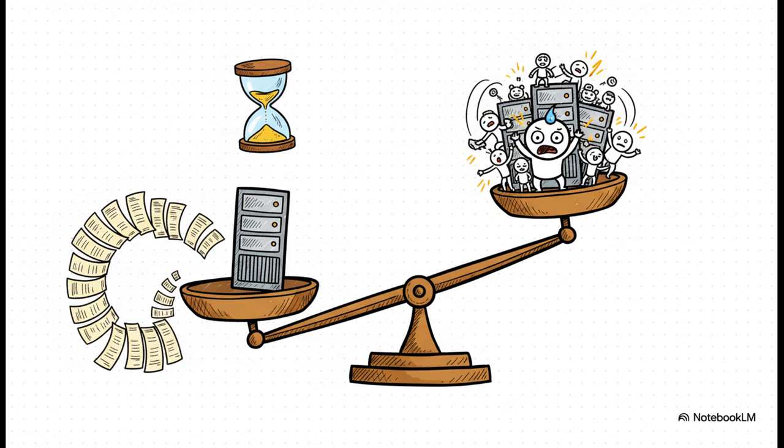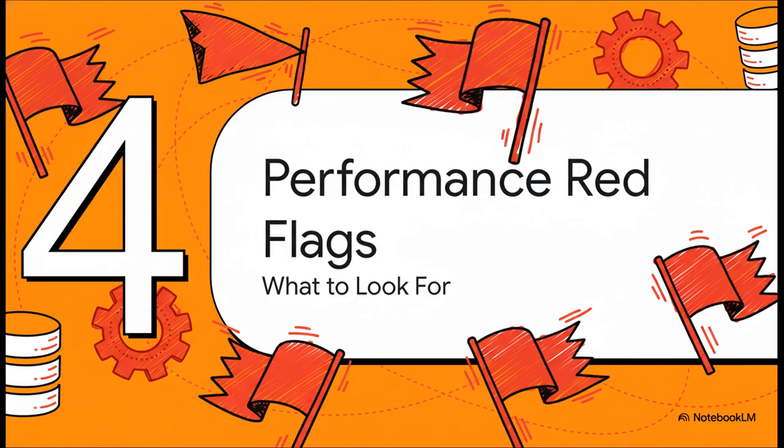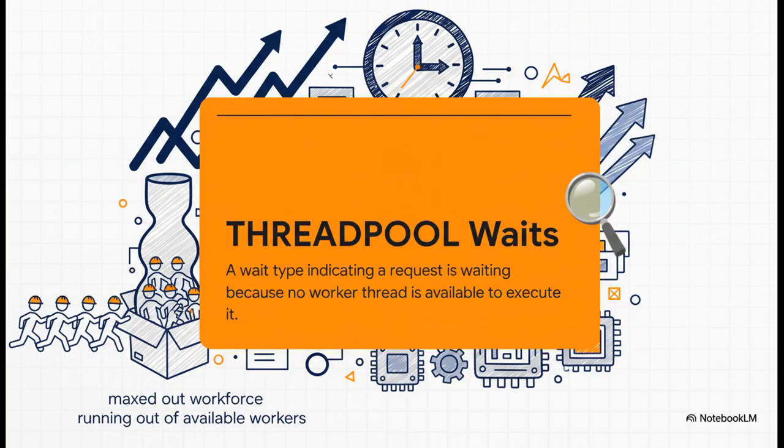But set it too high, and you can actually make things worse, overwhelming the system with too much overhead and slowing everything down. So if you're not supposed to touch this setting, how in the world do you figure out if you have a thread-related problem? Well, you don't guess. You look for specific performance red flags. And here it is. This is the smoking gun you're looking for. Thread pool waits. When you start seeing this wait type pop up, it is a direct signal that a request came in, went to grab a worker thread, and there were none available. Your workforce is completely maxed out.